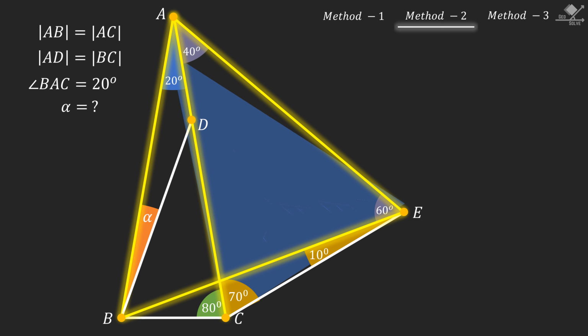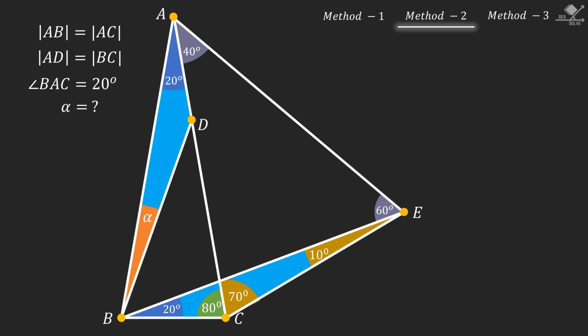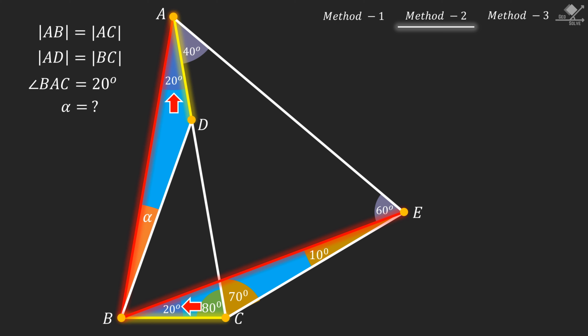Now let's focus on this shaded triangle. If we sum up the internal angles, we can find the missing angle of this triangle to be 20 degrees. Now let's focus on these two triangles. Notice that we have a common 20 degree angle in both triangles. And in both triangles, the line segments forming these angles are equal. And that means that these two triangles are congruent by side angle side rule. And from here, we see that angle alpha should be 10 degrees. And that is our answer for solution method 2.